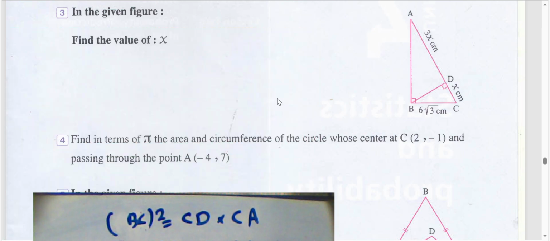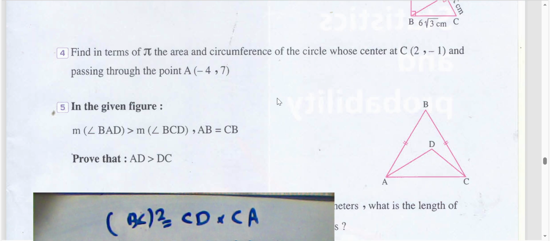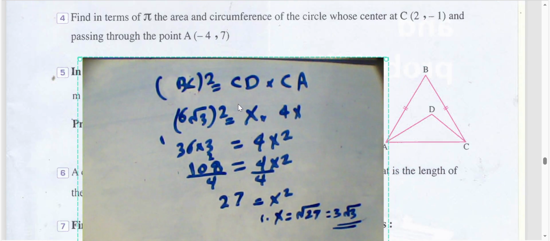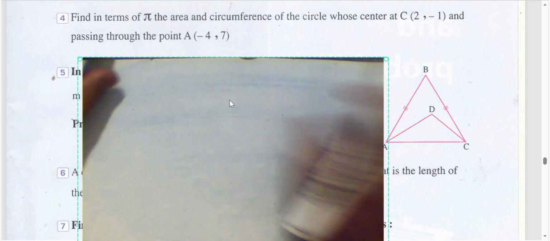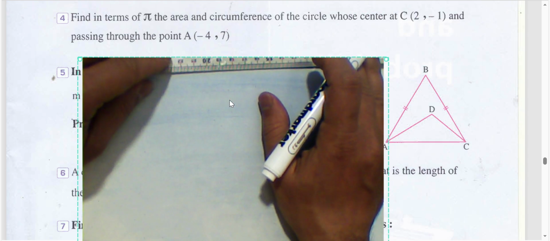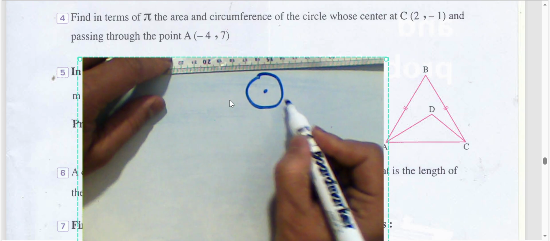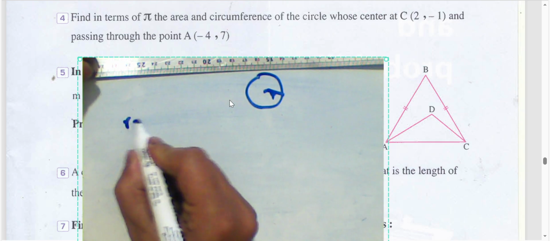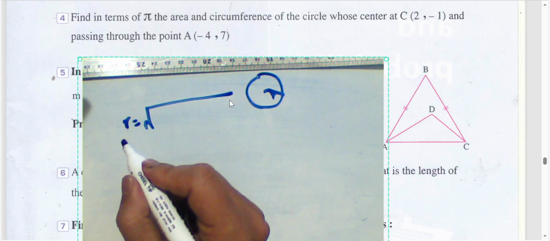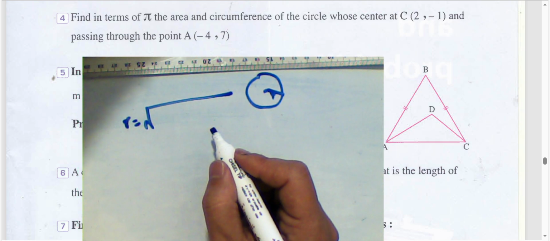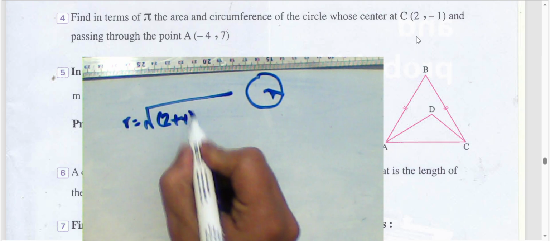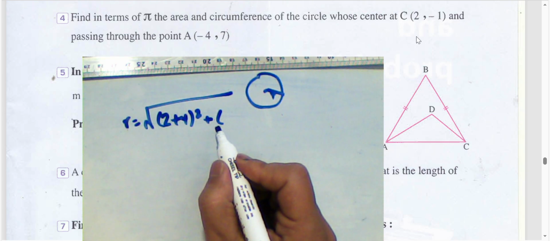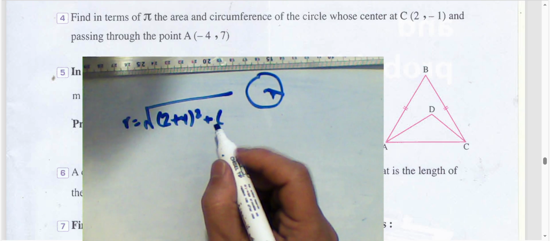Okay. Next question. Find in terms of pi the circumference of the circle whose center C is 2 and negative 1 and passing through point A negative 4 and 7. Okay, we can first find the center. We have the center of the circle and the point. We can find the radius. How can we find the radius? By the distance between 2 points, x2 minus x1. 2 minus negative 4, it will be 2 plus 4 power 2, plus negative 1 minus 7 power 2.